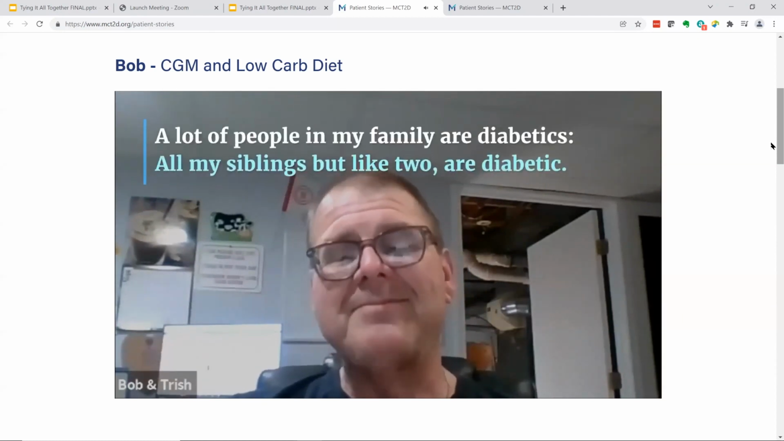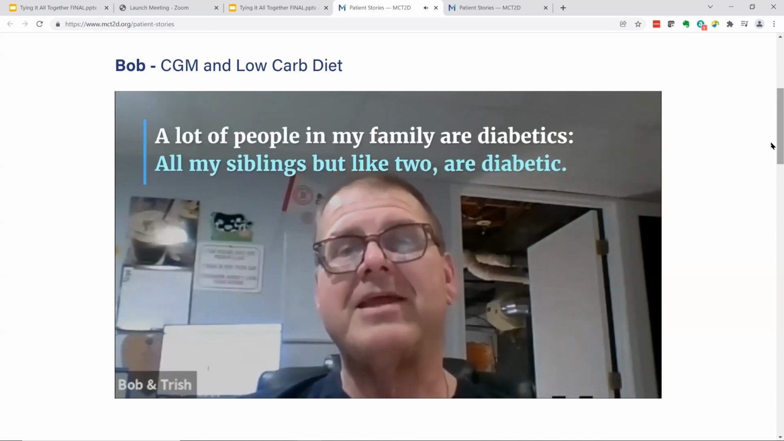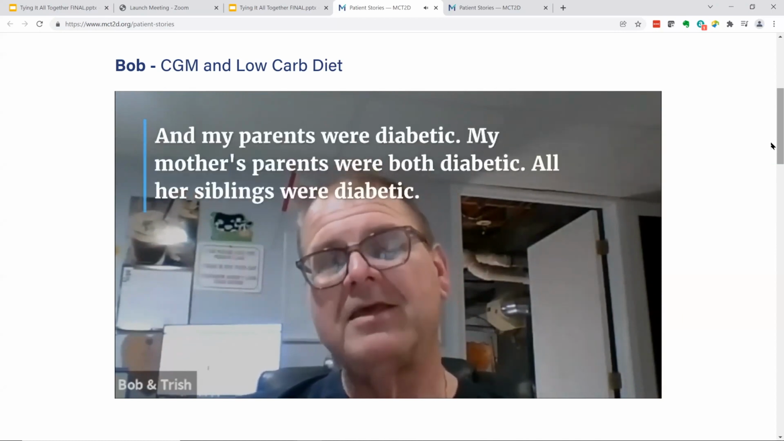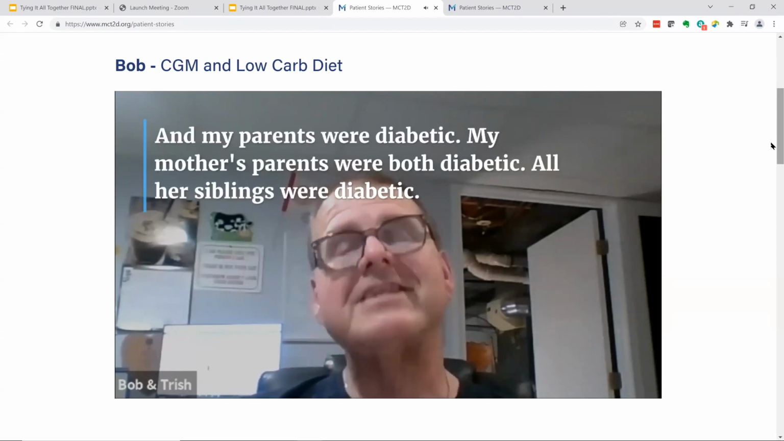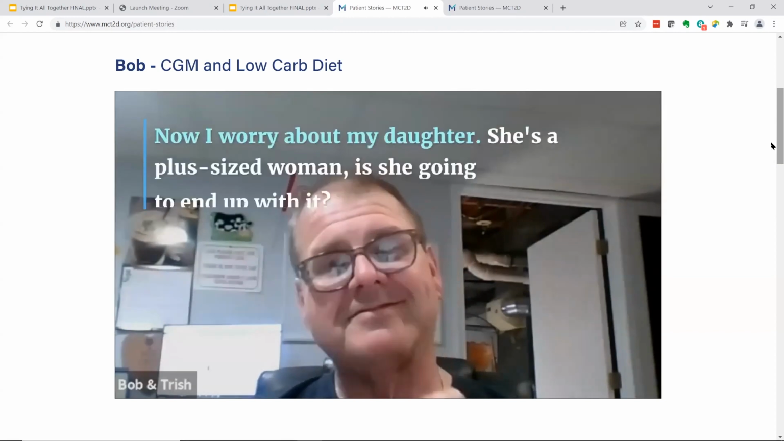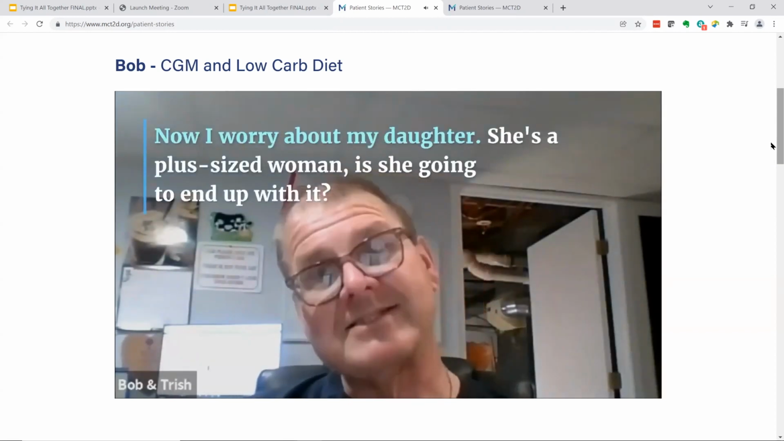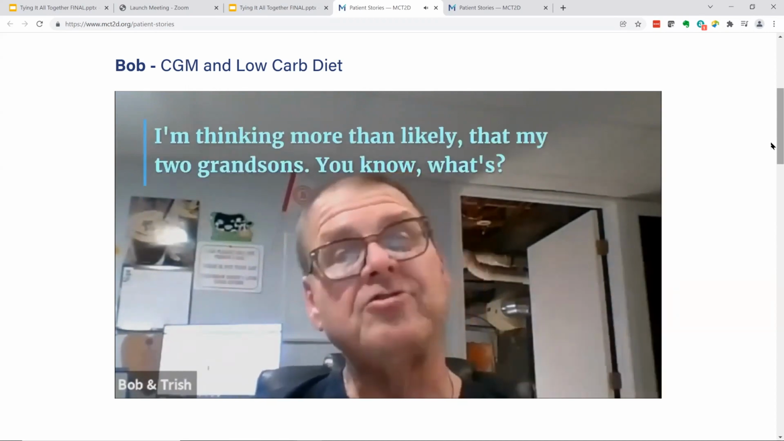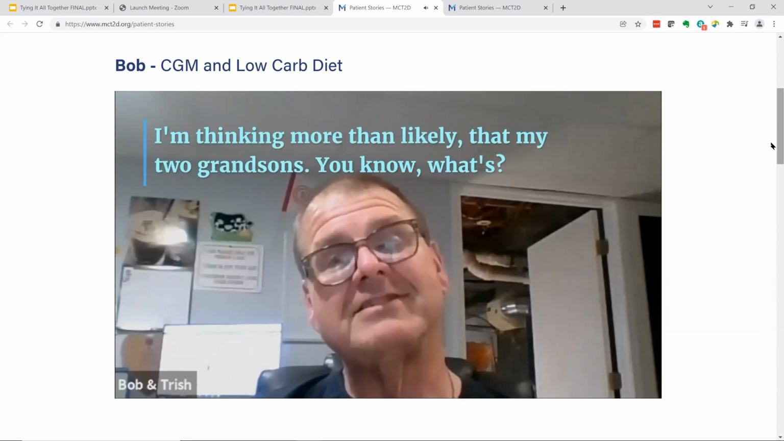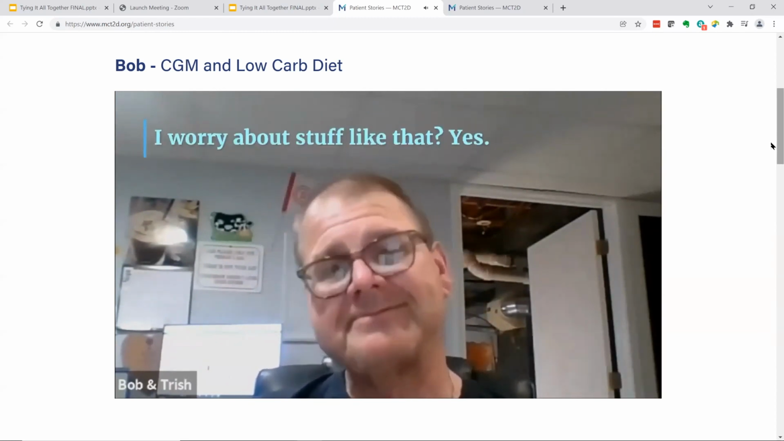All my siblings, but like 2, are diabetic, and my parents were diabetic. My mother's parents were both diabetic. All her siblings were diabetic. And now I worry about my daughter. She's a plus size woman. Is she going to end up with it? And I'm thinking more than likely they're my 2 grandsons. I worry about stuff like that. Yes.